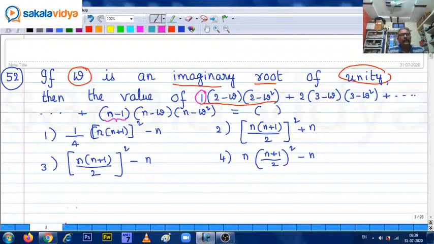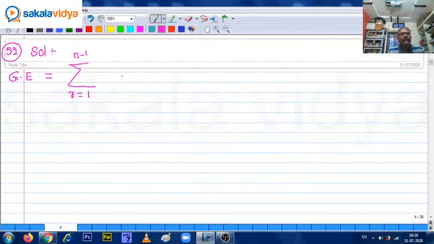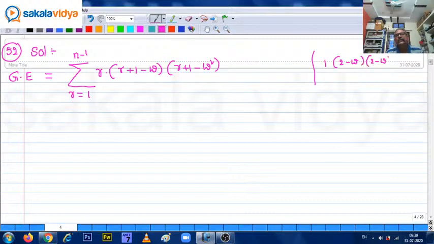So in general we can write the rth term like this: r times, r plus 1 minus omega, r plus 1 minus omega square. Don't worry, let me explain. Don't get any confusion here. So that means, for example, if you put 1, what do you get? You check it now once again. If you put 1, you get 1 plus 1 is 2, 2 minus omega and 2 minus omega square.